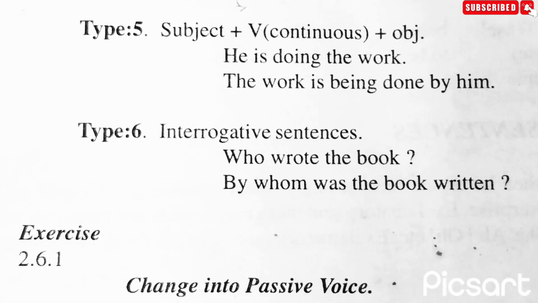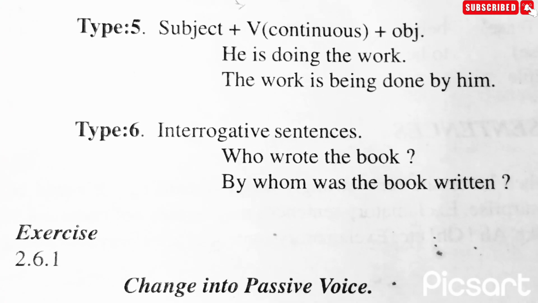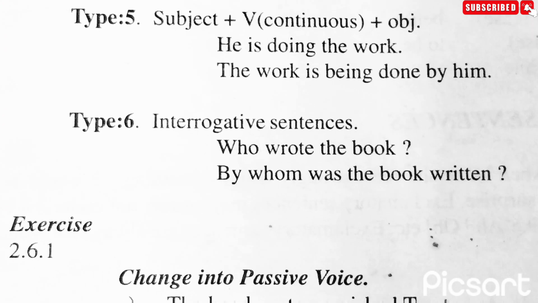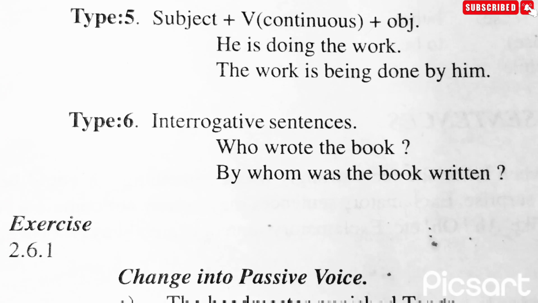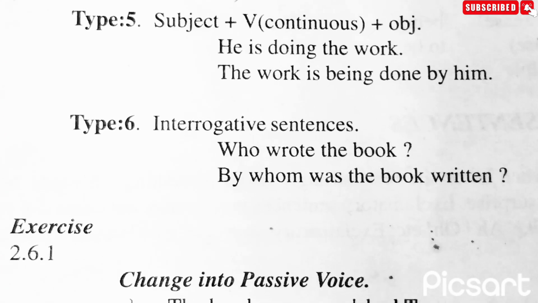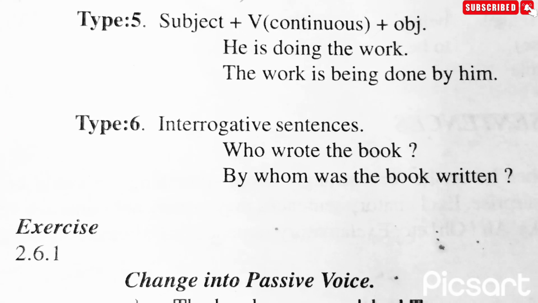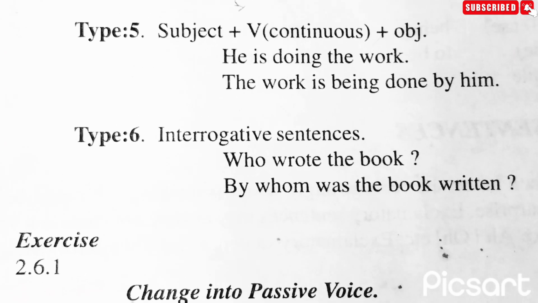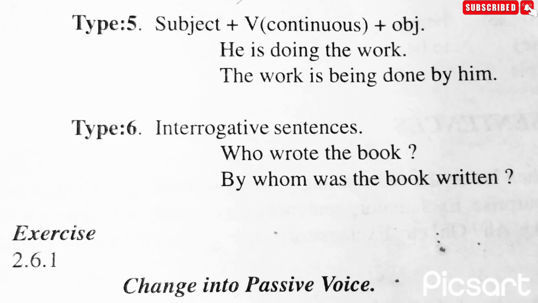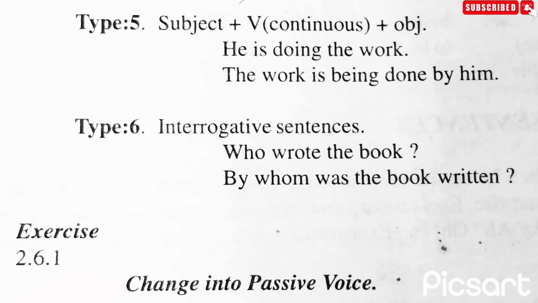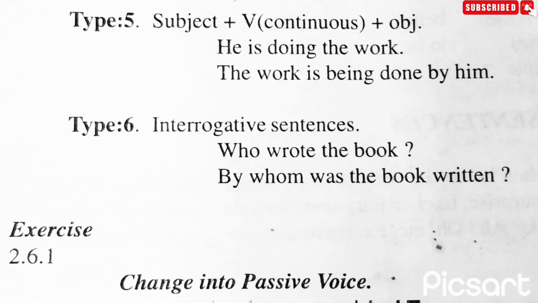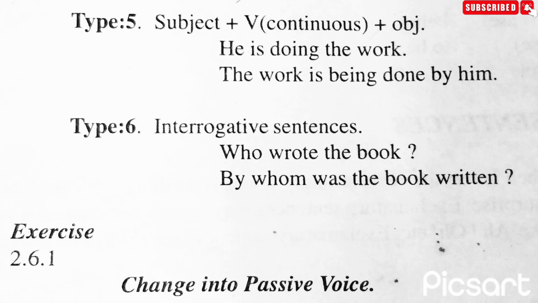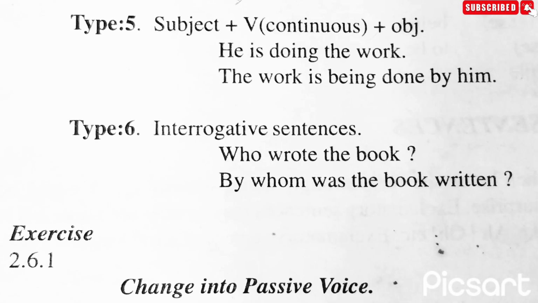Object changes into subject. The work: suitable to be form is, but we must take the continuous tense form, being. Being is compulsory. Being. V3 form of do is done. Do, did, done. So preposition by, and object form of he is him. He is doing the work, active voice. The work is being done by him, passive voice.